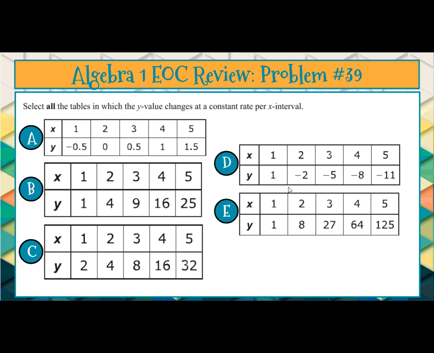Here in D, we are subtracting 3, subtracting 3, subtracting 3, subtracting 3. We're going to choose D as an option. Here we're adding 7, adding 19, adding a whole bunch more. Guess what? E is not. E is actually a cubic function.